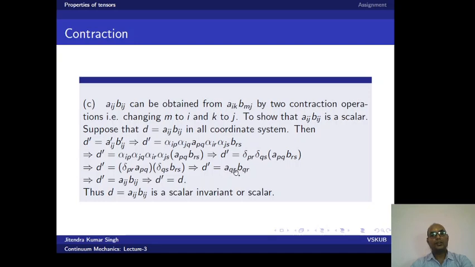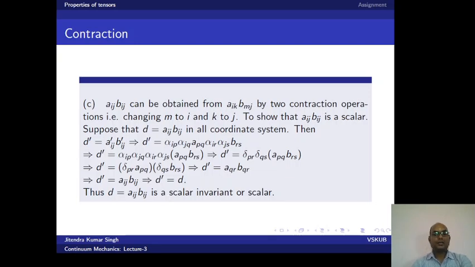So since both q and r are the summation suffix, we can change them to the others. So q I am changing to i, and r I am changing to j. So we can write d dash is equal to aij bij, and aij bij is d. So we got d dash is equal to d. So d dash is equal to d means this d, which is equal to aij bij, is a scalar invariant, or we can say it is a scalar.